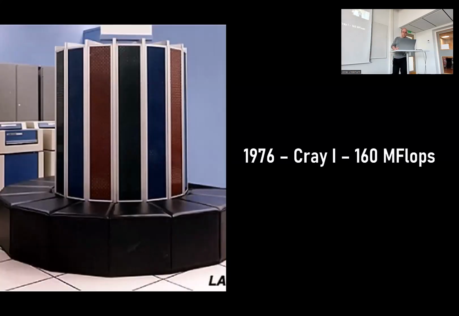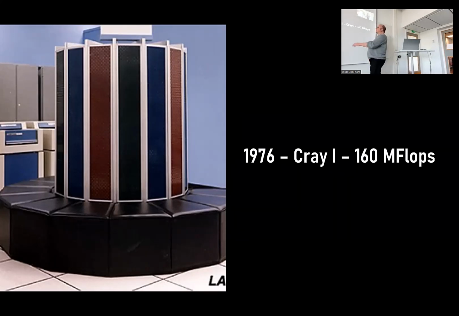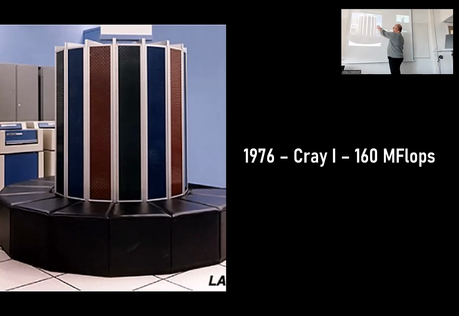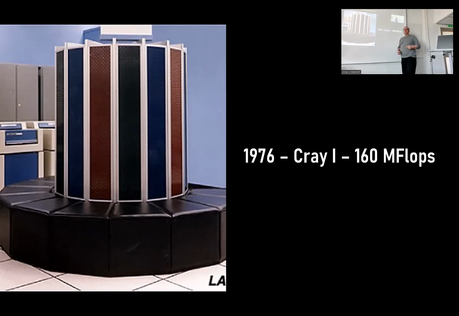In 1976, we got a Cray, 160 megaflops. We're still only 10% of a PC today. And this is actually a fluid cooled machine, so it has a fluoride liquid to cool the circuits. But they put a nice couch here, you can see that.